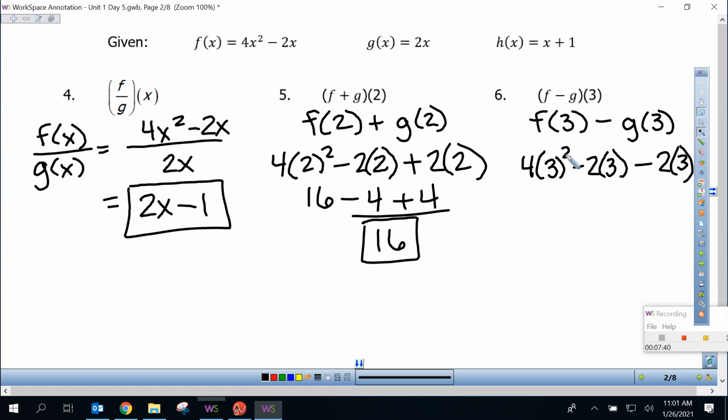Take care of the exponent first. So 3 squared is 9. 4 times 9, 36 minus 6 minus 6. 36 minus 6 is 30, and 30 minus 6 is 24.